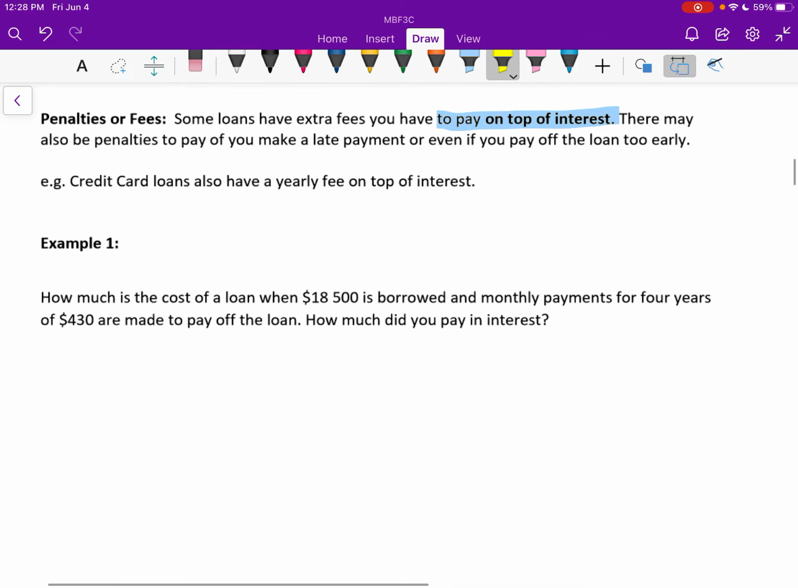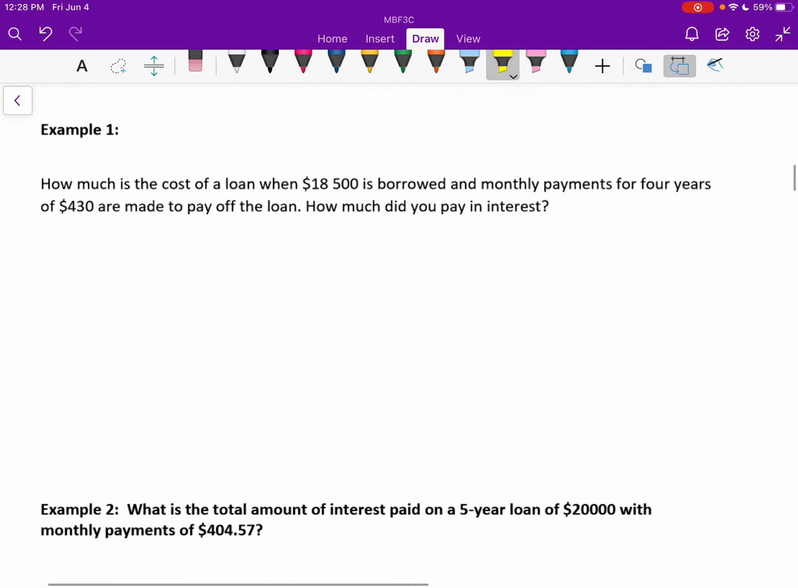Penalties or fees. So some loans have extra fees that you pay on top of interest. They may also have penalties if you make late payments, or even if you pay off the loan too early sometimes. Credit card loans often have a yearly fee on top of interest. So that's an example of what that could be like.